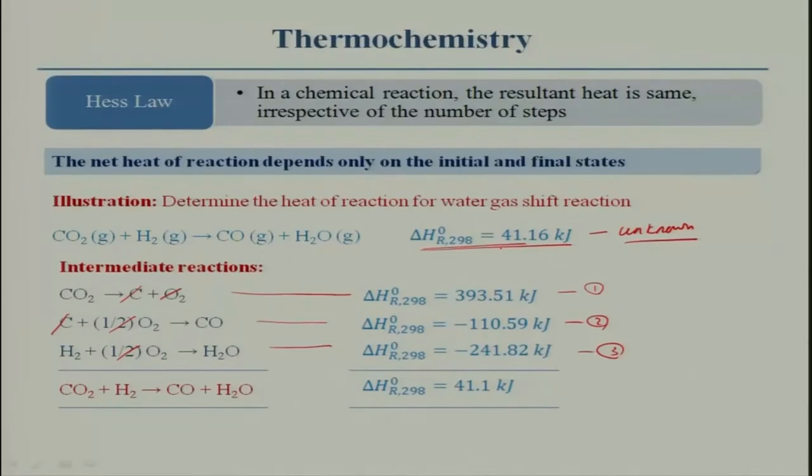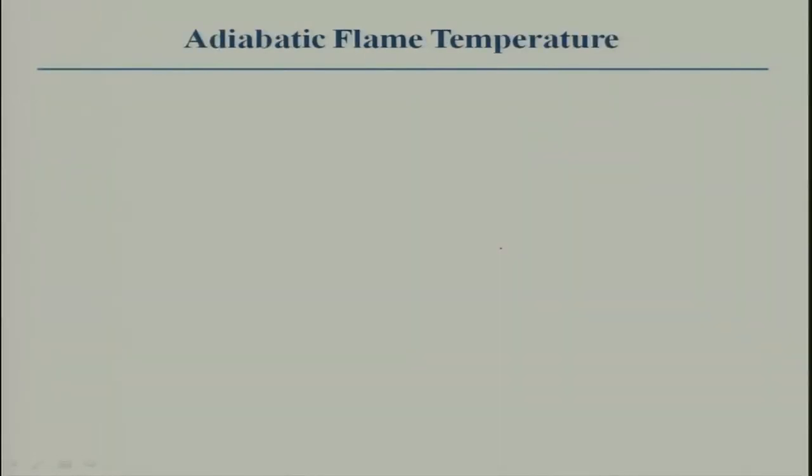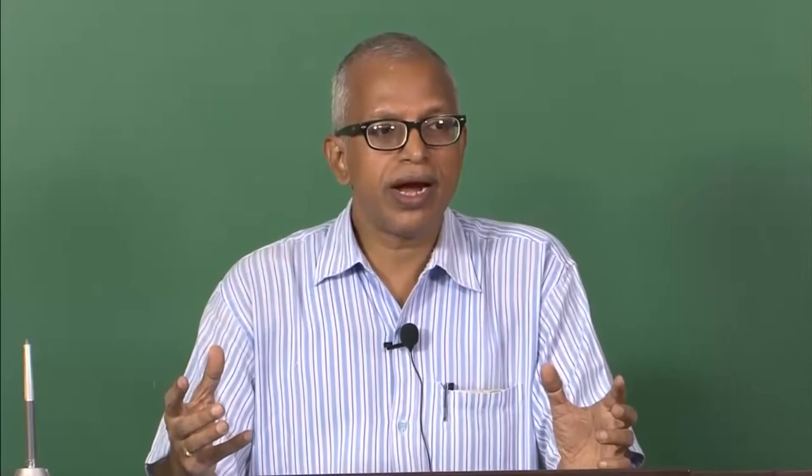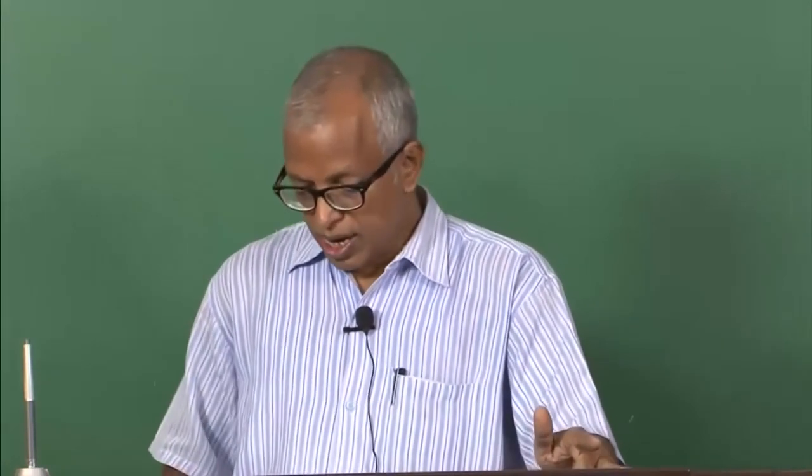Now, we will be using these thermochemistry laws for our calculations of heat of reaction, heat of formation and other things, right. Having known how to handle this, our main objective is to find out the flame temperature under adiabatic condition, because that will tell us the maximum temperature one can get if you are burning a certain amount of fuel, right. So, we will now learn how to calculate that.